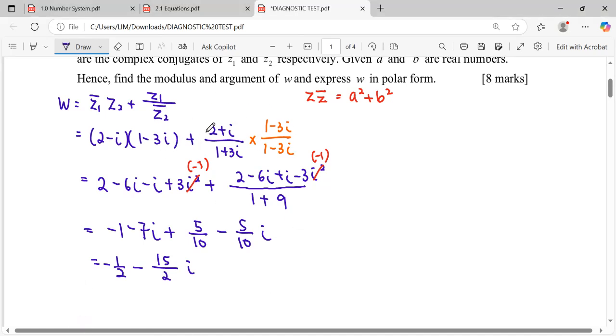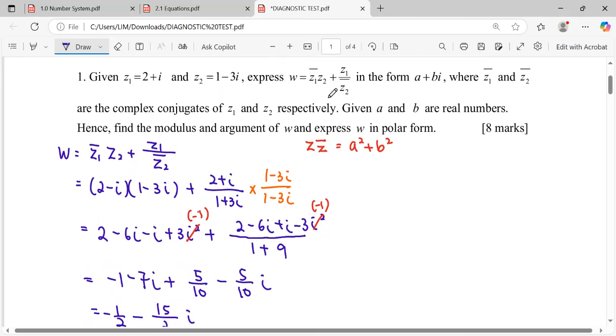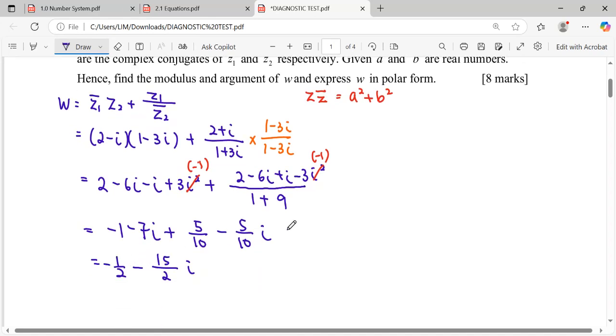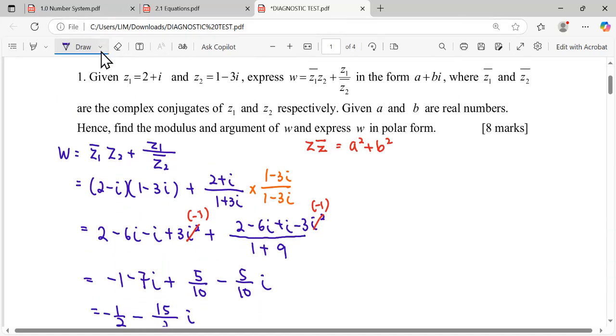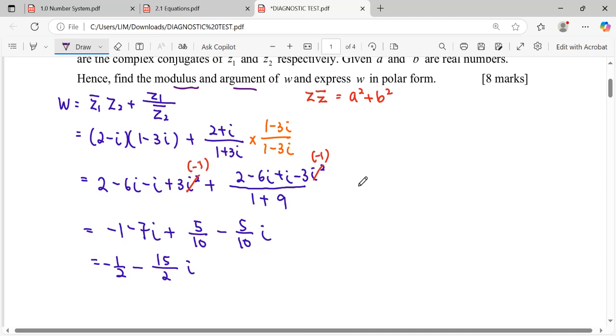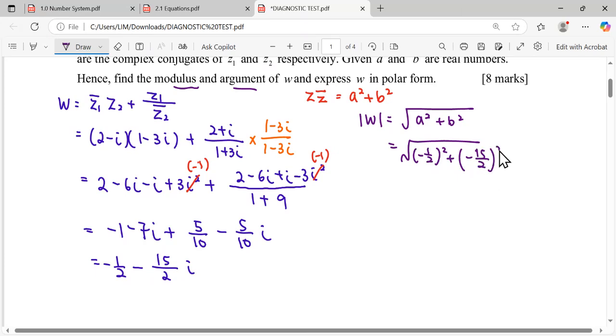So after we have done our calculation, a and b are real numbers. So this is our real number in standard form. Hence, we need to find out the modulus and argument. The modulus for W is given by the formula square root of a squared plus b squared. We just substitute the real part, negative 1 over 2 squared, and the b part, negative root 15 over 2 squared. And when you simplify, it will become root 6 over 2.